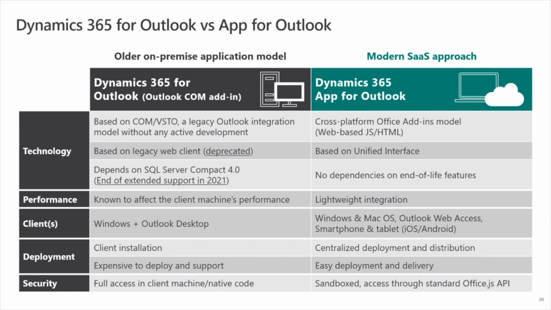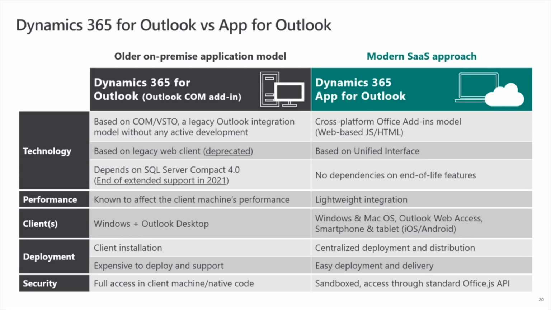In terms of performance, the Outlook add-in is known to affect the client machine's performance, slowing down Outlook when it launches or the client machine overall, whereas the app for Outlook offers a lightweight integration. The add-in only supported Windows and Outlook Desktop, while the app for Outlook supports Windows and Mac OS. It also supports Outlook Web Access and smartphone and tablet on iOS and Android.